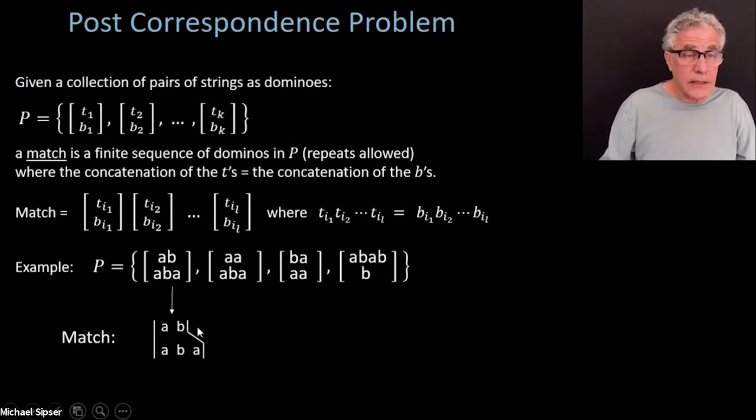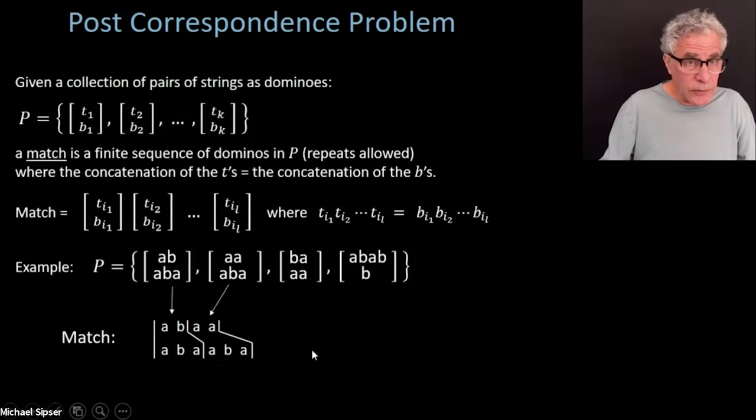Now, the second domino in my match has to start with an A as the leftmost symbol on the top string. That would rule out this one, for example. There might be several choices, so it's not exactly obvious which one you should take. What I'm going to suggest is we take this one here, AA over ABA. I'm just skewing it so that I can line up the A over A, the B over B, the A over A, and so on. So I'm starting to build this concatenation of the top being equal to the concatenation of the bottom.